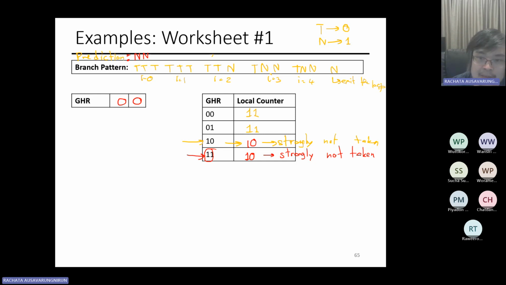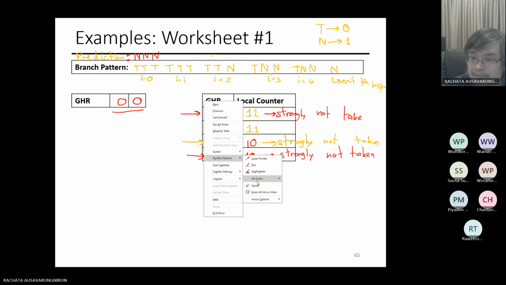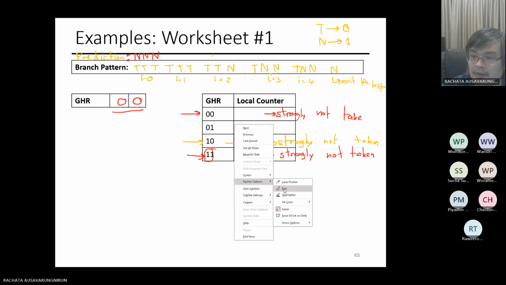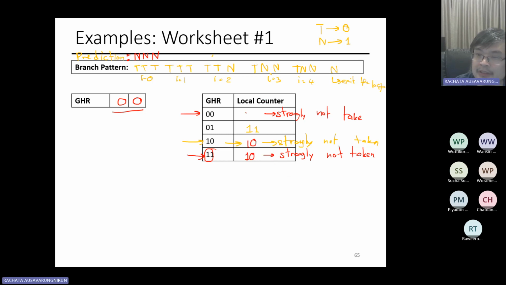Now I go to the next branch that I have to predict. It has a GHR of 0, 0, so I look at this entry. The local counter is at strongly not taken, so I would predict the branch outcome to be not taken again. And then I update the local counter to 1, 0, because I predicted incorrectly. It's actually taking the branch.